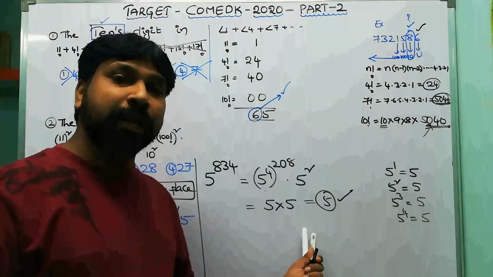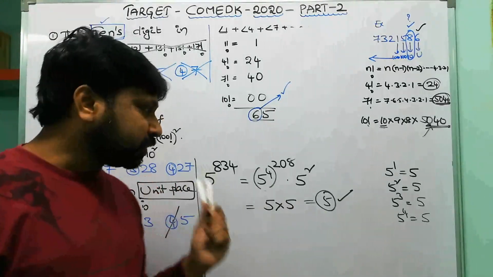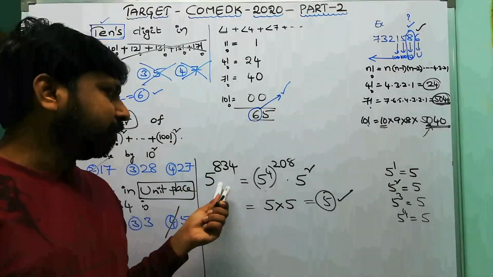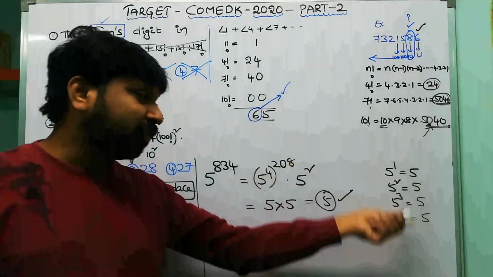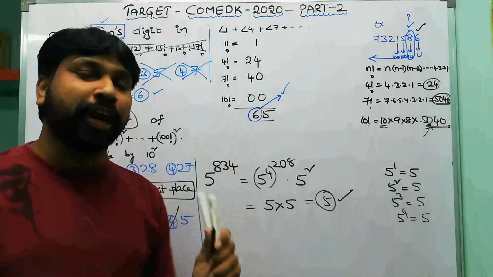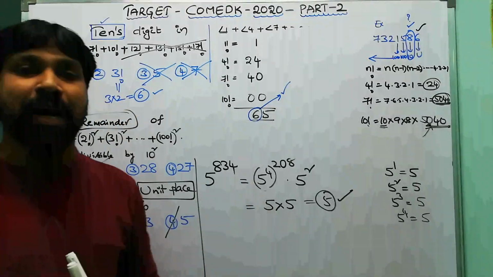That's why I did the sum using this method. For this particular question, you can write the answer directly using this information only. The answer is 5. Why? Because 5 to whatever power you take, the units place is 5 only. That's why you can tick the answer as 5.